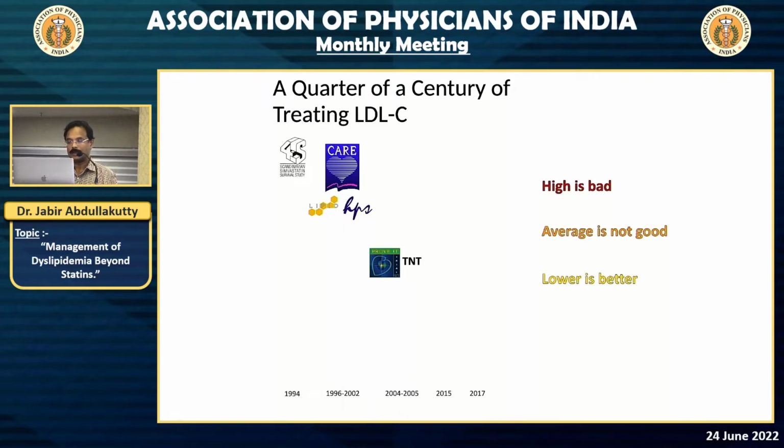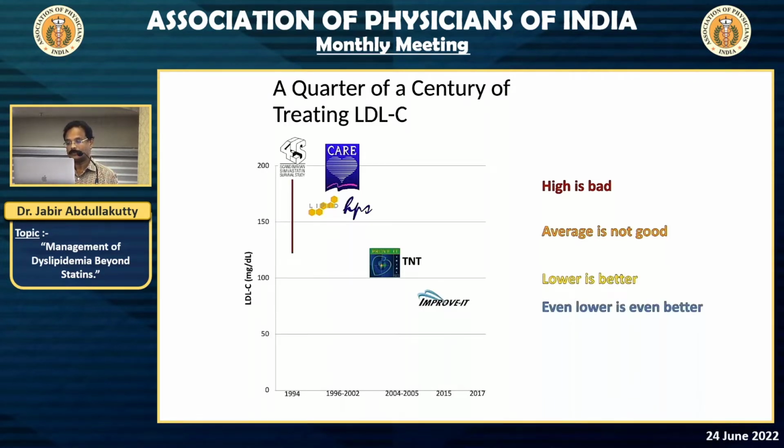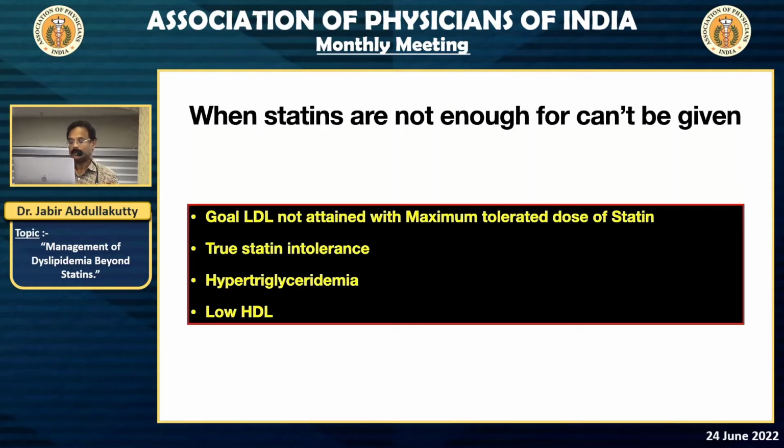So high is bad, then came average is not good, and finally 10 years ago it is lower is better, and even lower is even better, and now our concept is lowest is the best. And there are situations when statins are not enough, or we cannot give statin. Basically 4 situations. A goal LDL is not attained with maximum tolerated dose of statin, or there is a true statin intolerance, or there is associated other lipoprotein increase like hypertriglyceridemia or presence of low HDL.